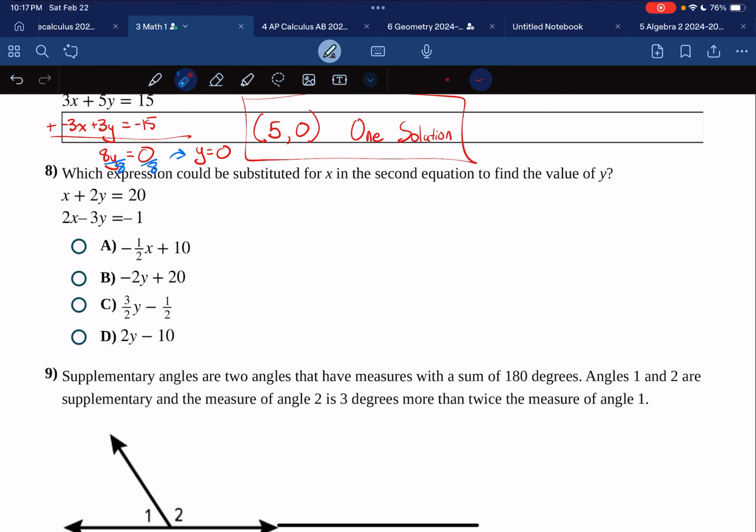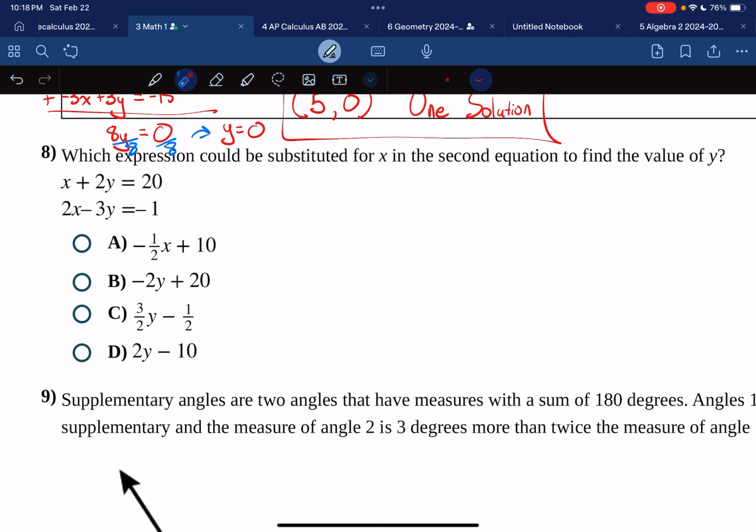All right, number 8. Which expression could be substituted in for x in the second equation to find the value of y? This one was really tricky. It might have tricked almost everyone, because you have to read the instructions. We have to substitute in for x to find the value of y. So that means you're solving for x. Whenever you're substituting in for a variable, that's the variable that you need to isolate. And you want to plug the x into the second equation. So that means you're solving for x in the first equation.